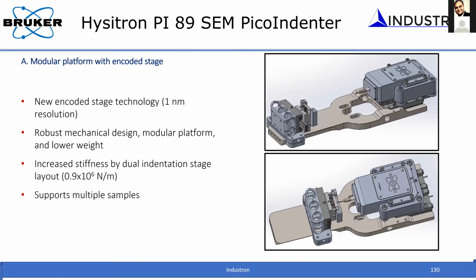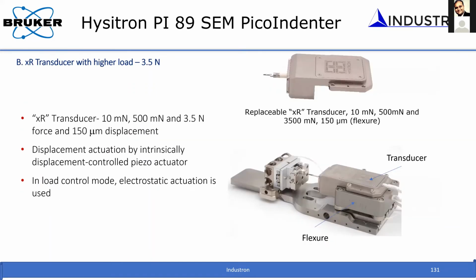so that's why we built this holder that goes inside a scanning electron microscope. This is the latest one, which is PA89, which has encoded stages with about 1 nanometer resolution. They can move about 20, 30 millimeters with 1 nanometer resolution. It's a robust design with a higher effective stiffness, so we can go for higher loads. The earlier designs had load limitations. Now we can go up to 3 Newton load and apply that stress onto the sample. And you can also have this modular concept where you can change the load cell if you want.